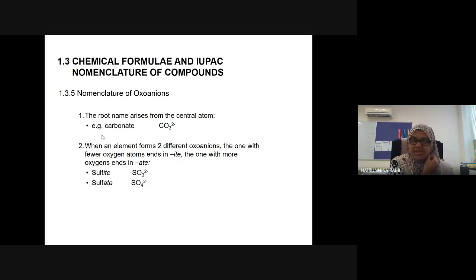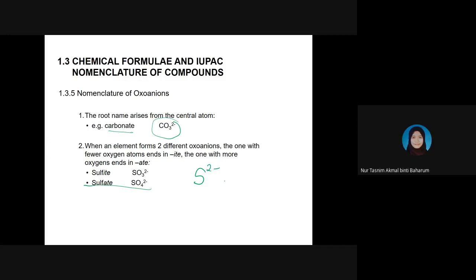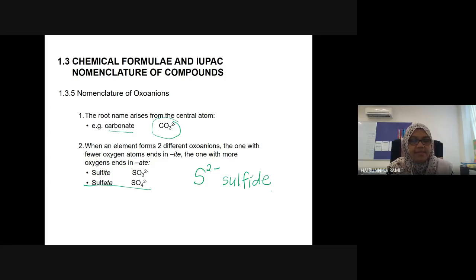So in this case, for example, you have carbonate. I explained a little earlier, this means carbon with oxygen, carbonate. And then you also have sulfate, for example. Two different oxo anions. Actually, these come from S. What is the charge of S alone? Sulfur, two, right? Two negative. What is the name for S? Sulfur ion. Sulfide ion. Sulfide, F-I-D-E.